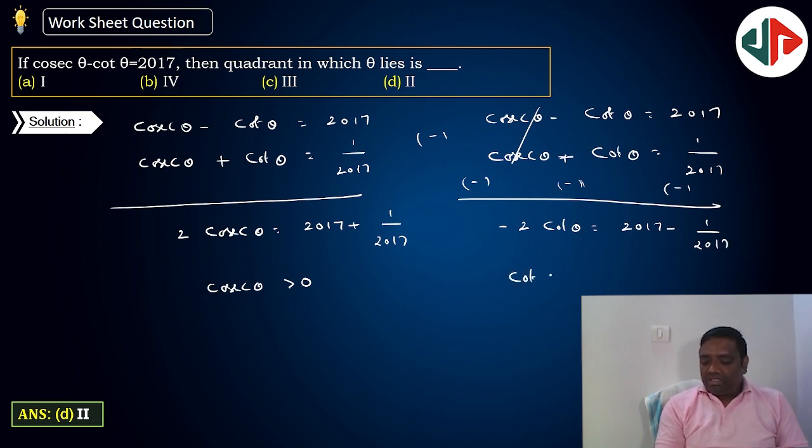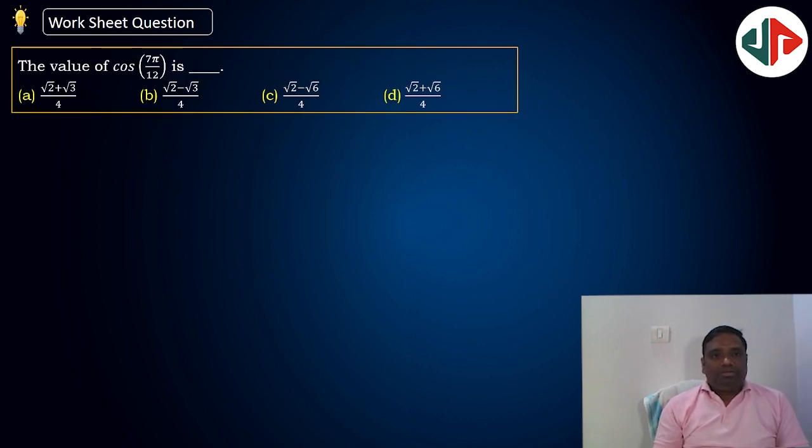Here cot theta is always negative. In which quadrant is sine positive and cot negative? Second quadrant only. So that is my answer. In which quadrant is sine positive and tan negative? So definitely it lies in the second quadrant. So this is a direct question.